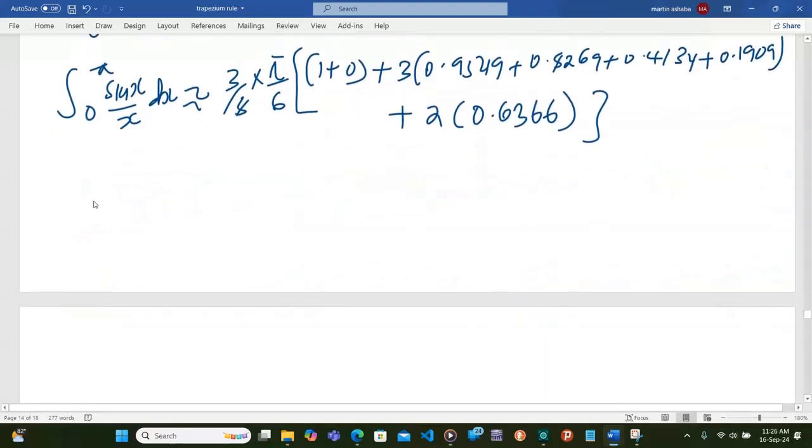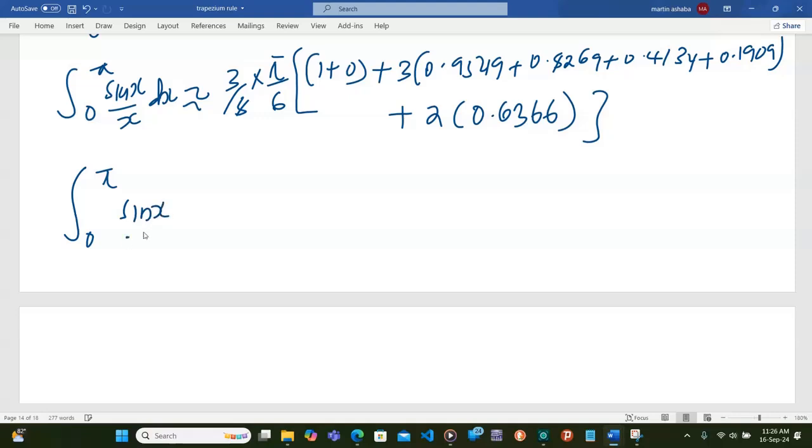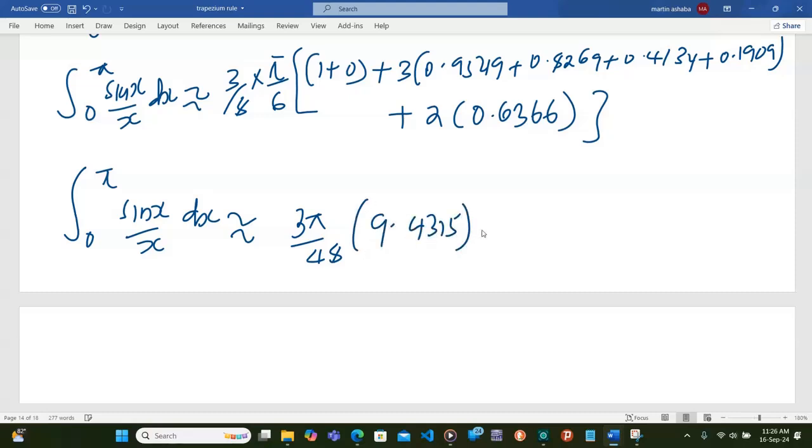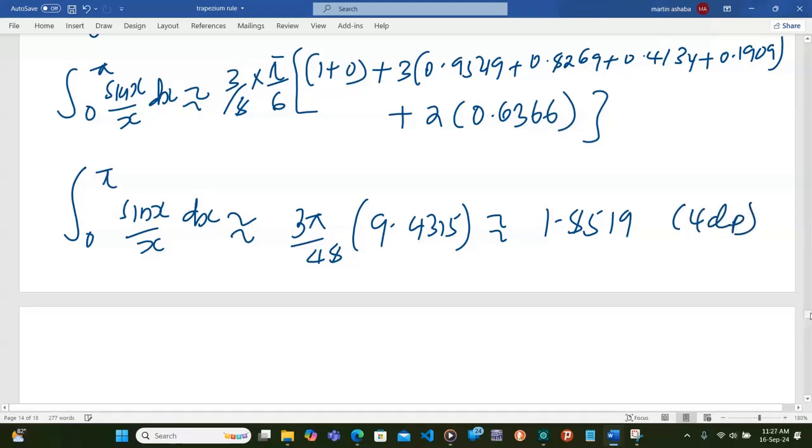Then we add twice of 0.6366. So when we evaluate that, the integral from 0 to pi of sine of x out of x with respect to x approximates to 3 pi out of 48 into 9.4315, and this approximates to 1.8519. So this is also 4 decimal places.